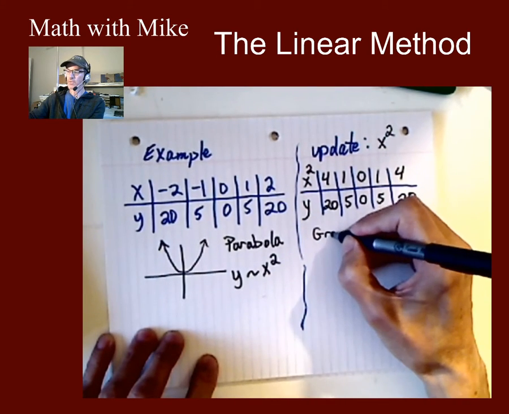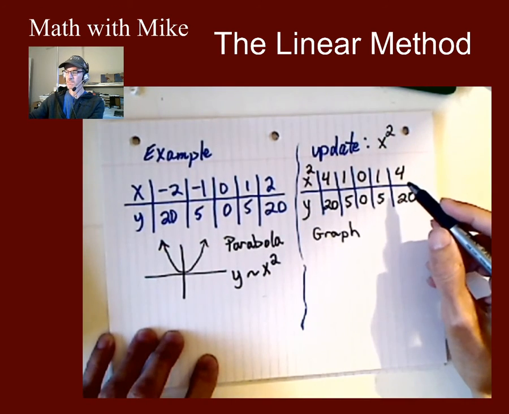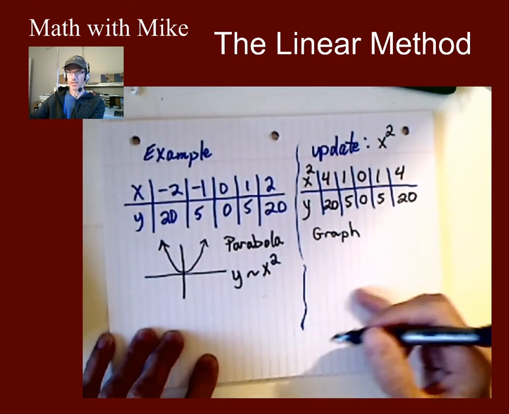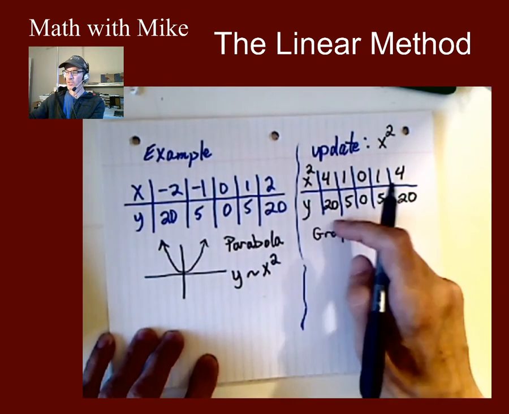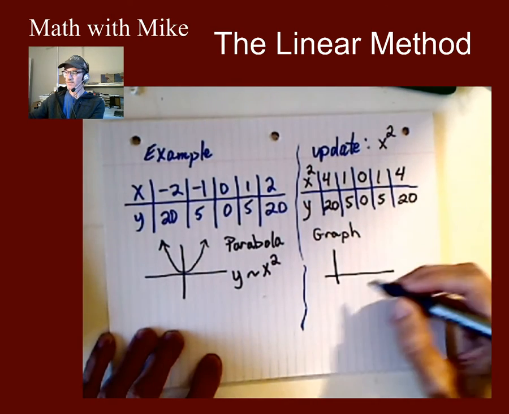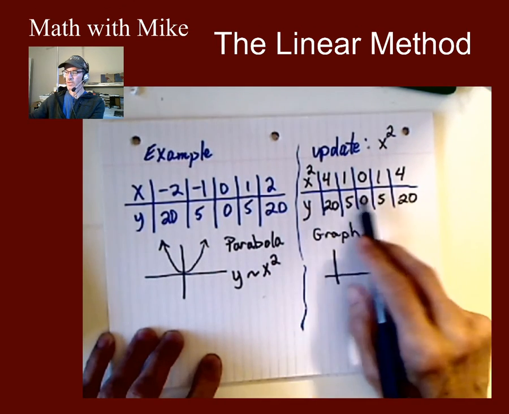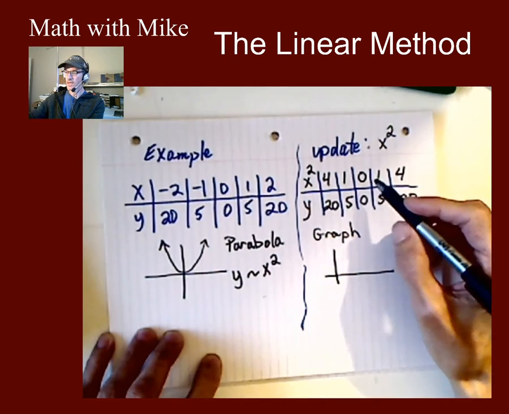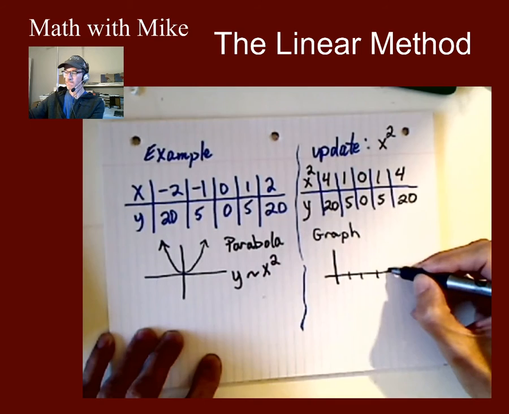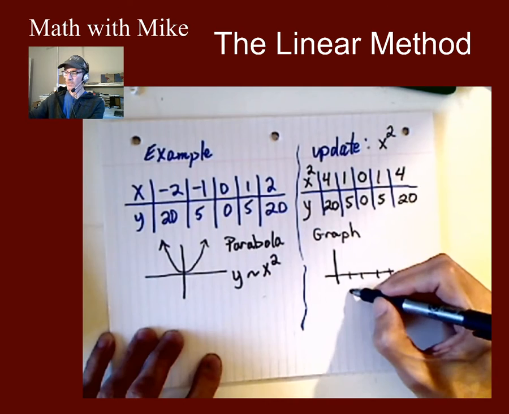Now this part's new. What you have to do is create a graph with all of these values here. So the updated x values are along the x-axis, and the y values are along the y. Just to show you, I'm not going to do the whole graph because it goes all the way up to 20. But just to show you the x values, we have a 4 over there. We got a 1. We got a 0.